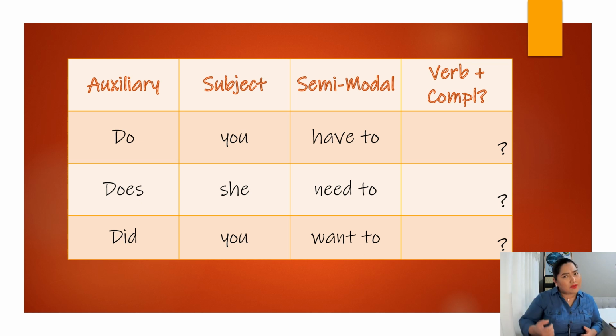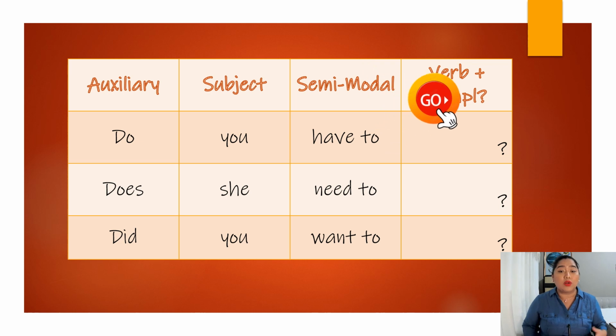Yeah. Do you have to? Does she need to? Did you wanna? Or do you want to? Don't forget it. We have three semi-modals here. Have to, need to, and want to. And then we need a verb and a complement.